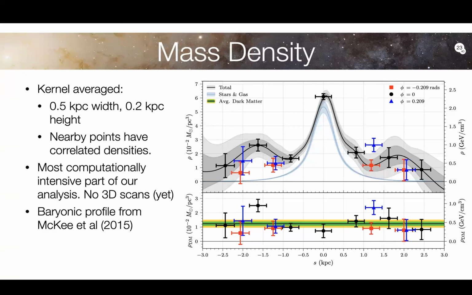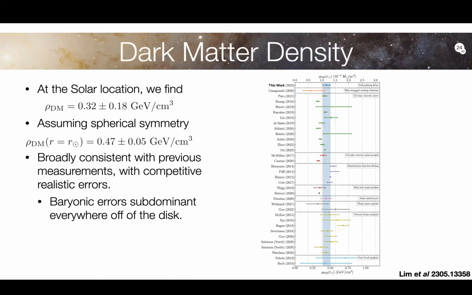And then you subtract off the best model that we could find for the stars and gas. If you do that, you get a measure of the residual, which is the dark matter. If these are all at the same R, so if I now impose a symmetry, I could average it, and this is the average value right here. So we have a measure for the dark matter at the solar location.